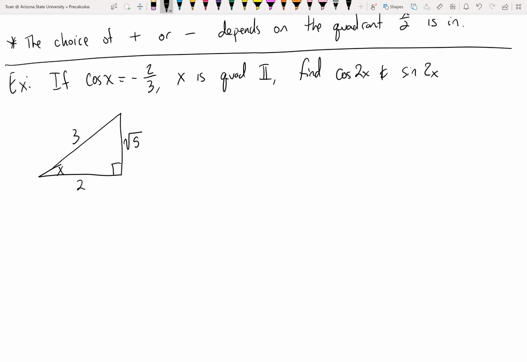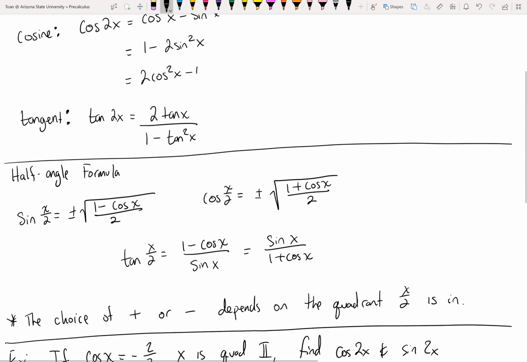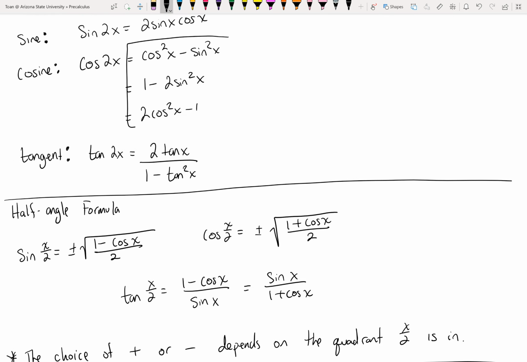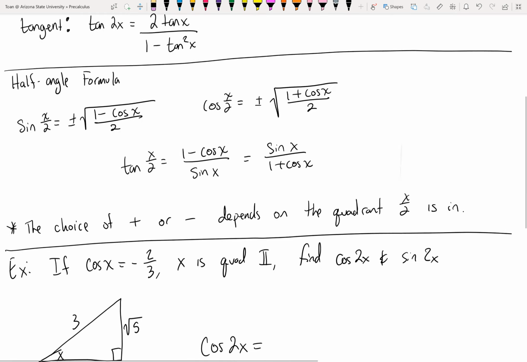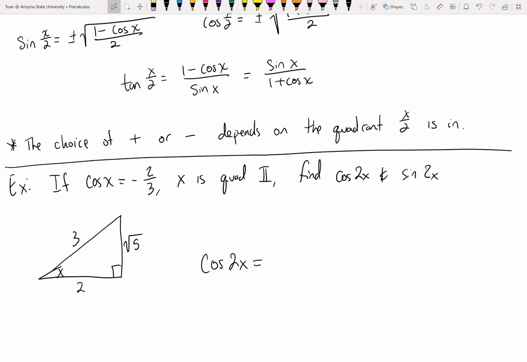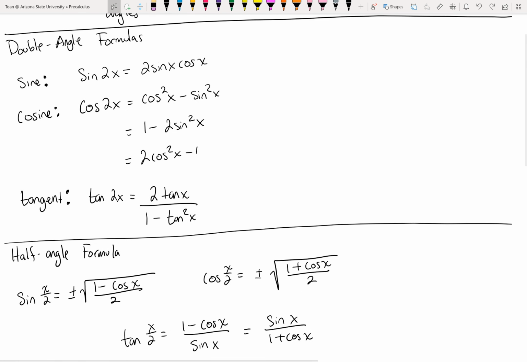So let's start with cosine of 2x. I'm asked to find the cosine of 2x. I have lots of variations for the double angle formula for cosine. It really doesn't matter which one you use, you'll get the same answer. I am sort of lazy, and I want to use a version that involves information that I'm already given. So since they right off the bat give me cosine, that's the only numerical information I have, let's use the one that only uses cosines.